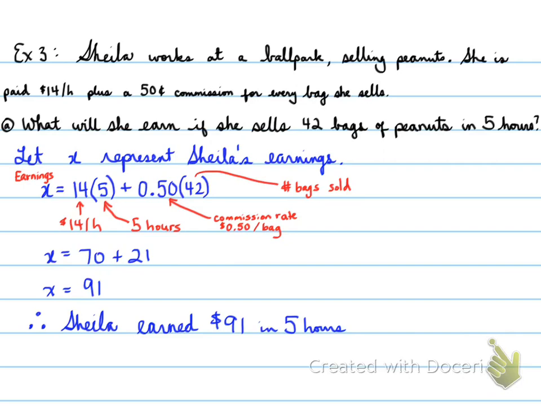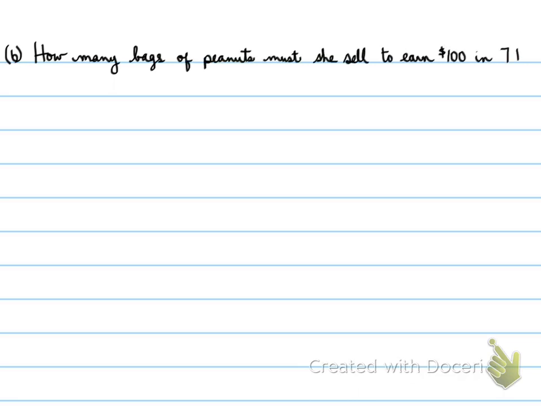Let's look at another problem and how we can readjust this problem. So we're going to keep Sheila the way she is, but we're going to change our A to be B now. Let's look at another example of how we can manipulate this Sheila question. Part B. How many bags of peanuts must she sell to earn $100 in 7 hours? Now this, folks, again, is the same Sheila problem as before, but now we're asked how many bags of peanuts must she sell if she has to earn a specific amount.